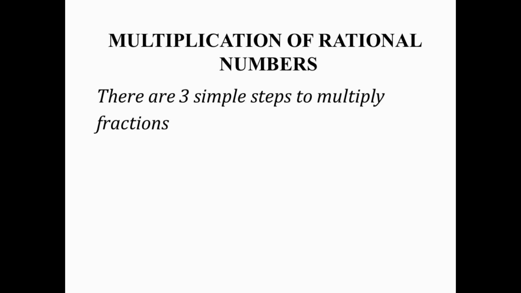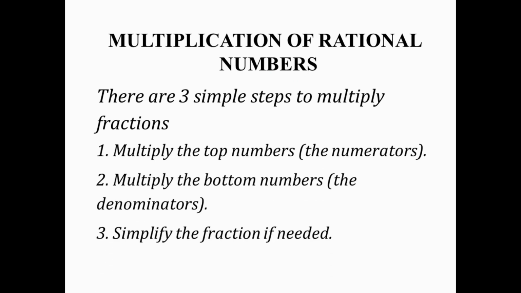Alright? Okay, we're done with subtraction of rational numbers. So this time we will deal with multiplication of rational numbers, and to do that, there are 3 steps to follow. Number 1, multiply the top numbers or the numerators. Then number 2, multiply the bottom numbers or the denominators. Then number 3, simplify the fraction if needed. Alright?